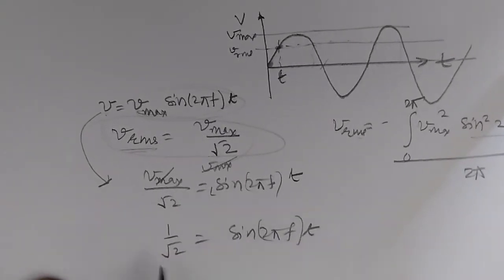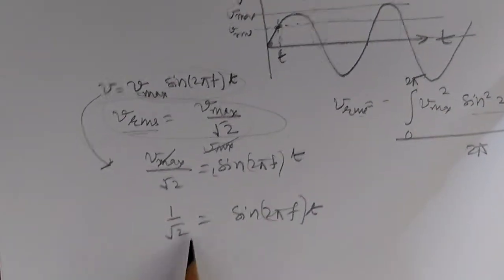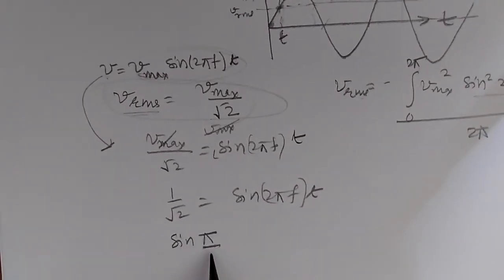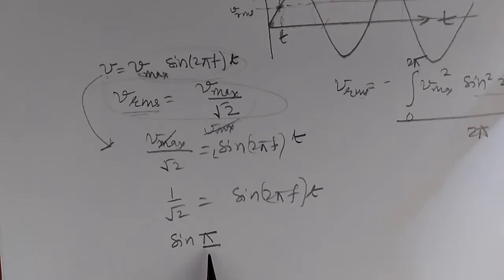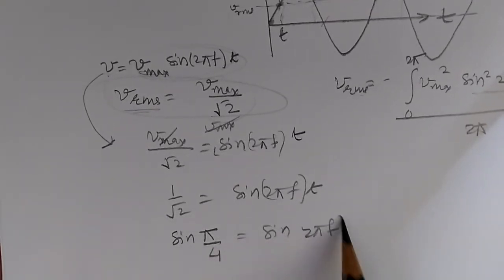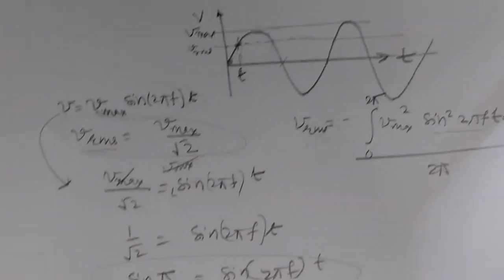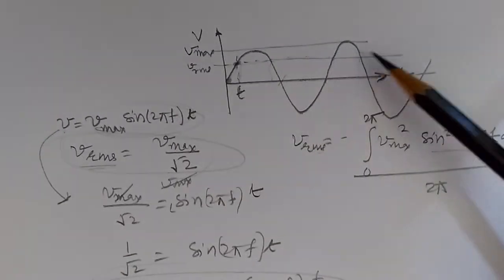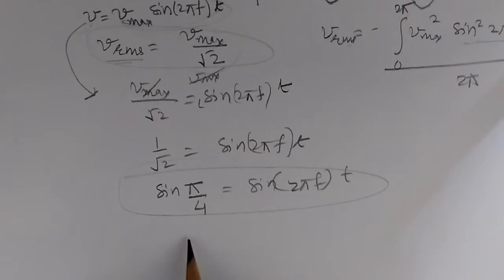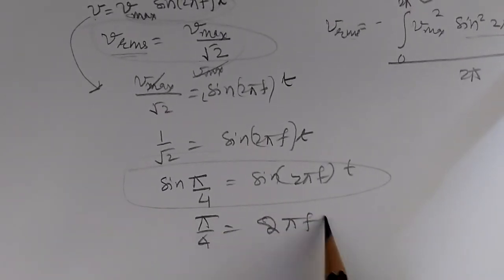And this happens. So let's focus on the very first t value at that point, and this we know can be written as sine 45 degree, which we write as sine pi by 4, is equal to sine 2 pi f into t. So this equation is satisfied for several values of t, for example t here, t here, t here, t here. But if you take the very first value of t, in that case we will have pi by 4 is equal to 2 pi f into t.